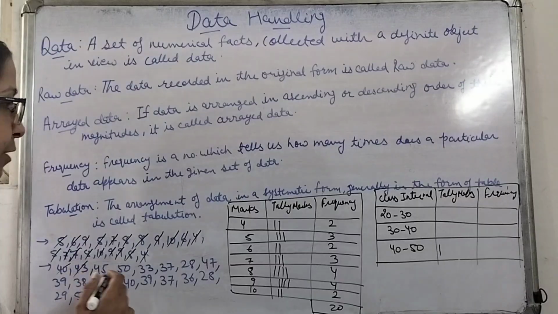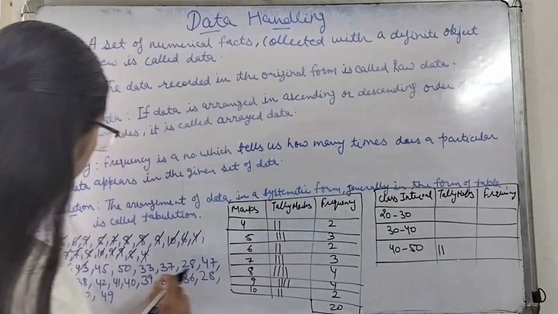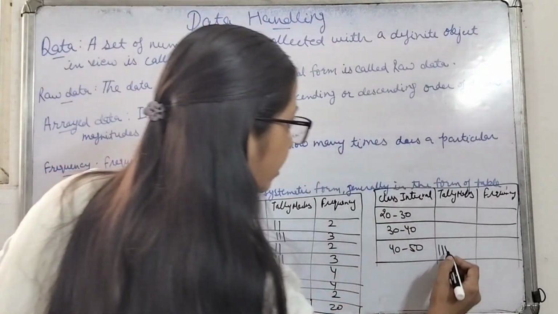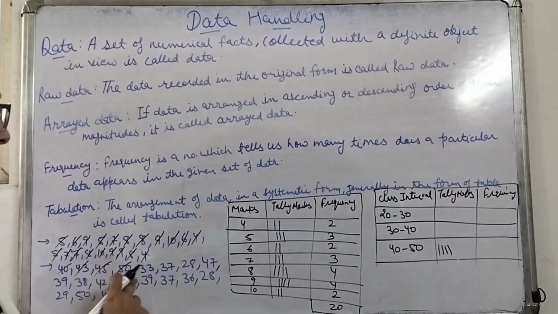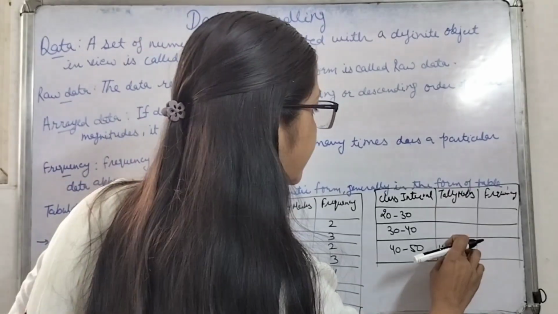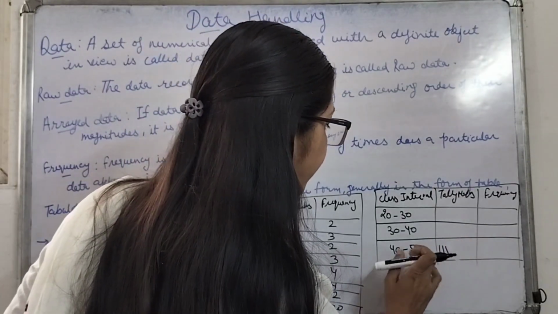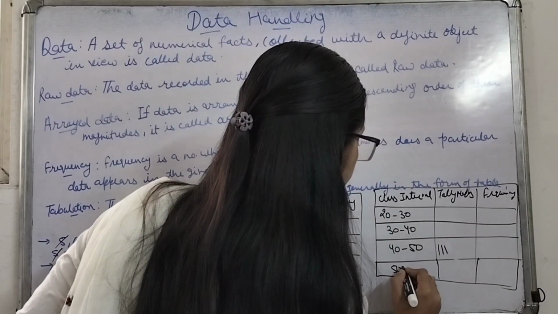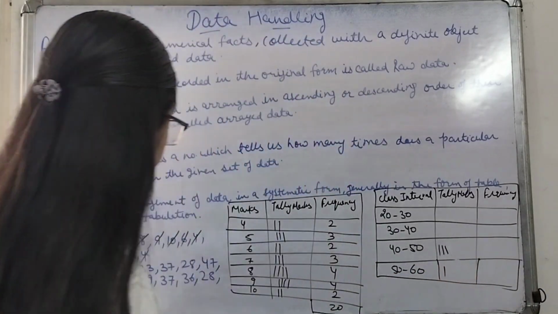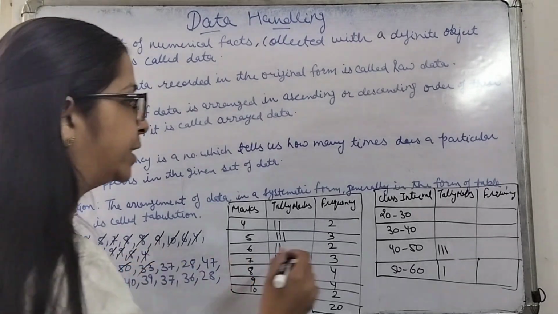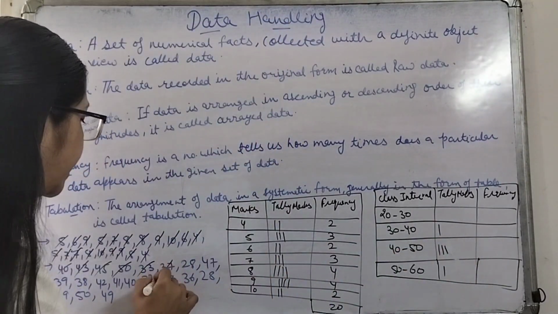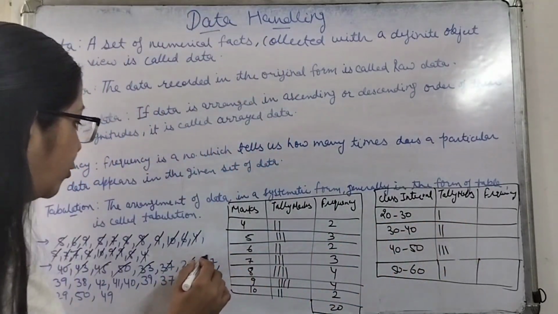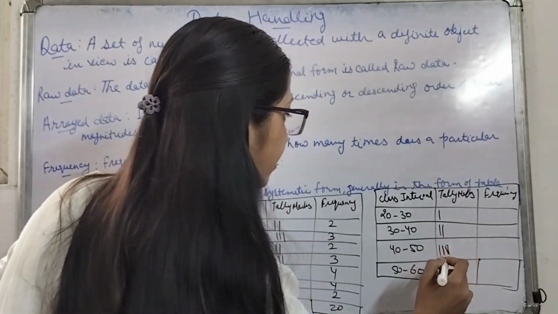Now 43. 43 will come here. Then 45. It will again come here. 50 will come here. Then in that case 50 will go in the next class interval, because 50 will not be part of this. 50 will go in the category of 50 to 60. So it will come here. 33 will come here. 37 will come here. 28 will come under this category. 47, 40 to 50 range.